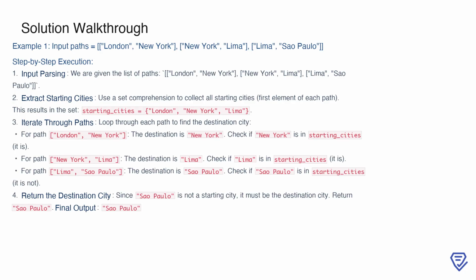Next, we loop through each path to evaluate the destination cities. For the path, London, New York, the destination is New York, which is in the set of starting cities, so we continue. Similarly, for New York, Lima, the destination Lima is also in the set. However, for the path, Lima, Sao Paulo, the destination Sao Paulo is not in the set of starting cities. Since Sao Paulo is not a starting city in any path, it must be the destination city. We return Sao Paulo as the final output.